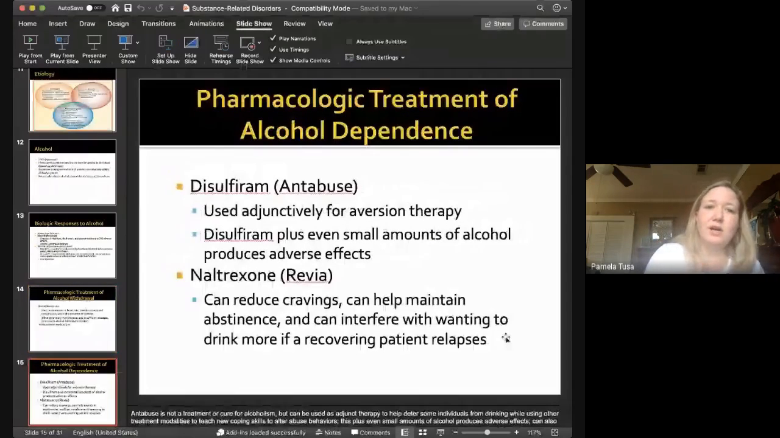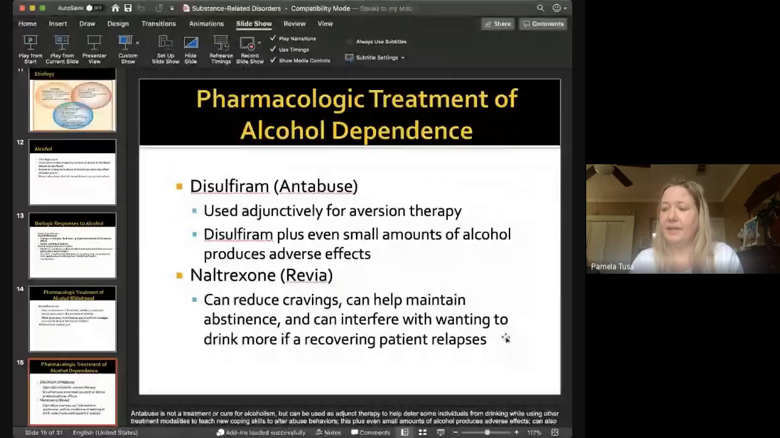Next, a few drugs that I like to talk about with the treatment of alcohol dependence, okay? Sometimes you will see that some of these drugs are used to deter the patient from drinking after they are detoxed, and maybe if they're in a rehab facility or whatnot, okay? So they don't use anymore is what we're hoping for.